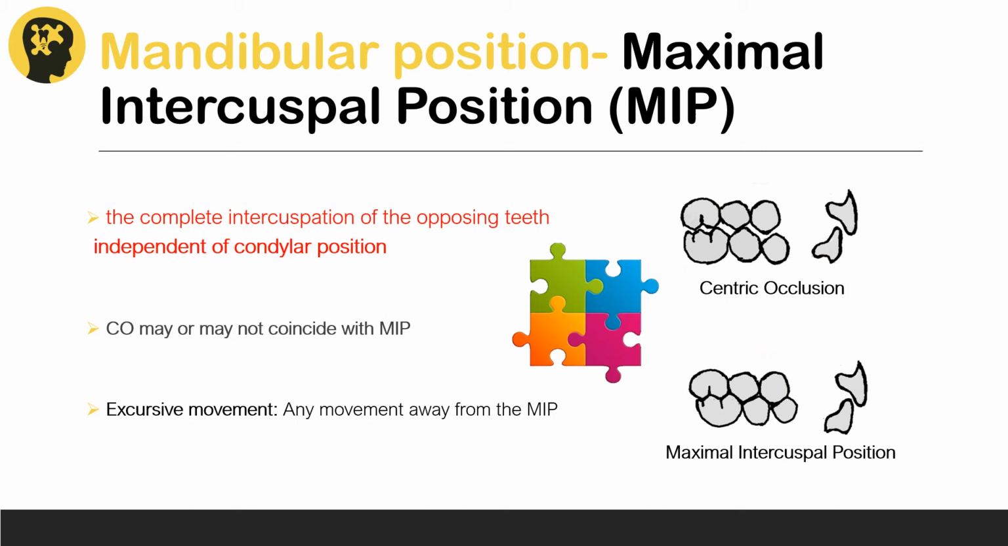Now let's talk about the maximal intercuspal position, which is the opposite. Now we know that teeth erupt in our mouth and occlusal and interproximal contacts are established over time. We also know that the periodontal ligament has these mechanoreceptors, right? As occlusal contacts are established, these receptors in the PDL send a feedback to the muscles and continuously program them to close the mouth in a way that the opposing teeth come together to fit together like the pieces of a jigsaw puzzle.